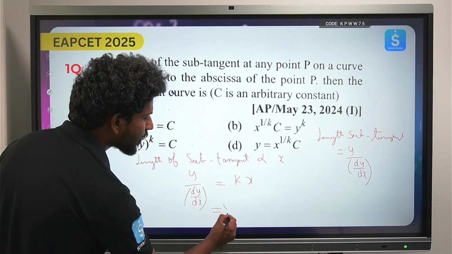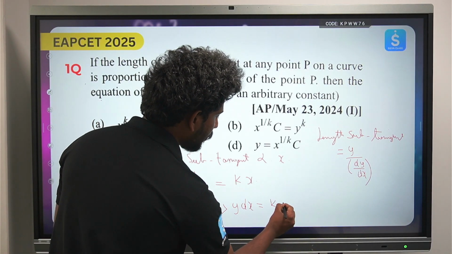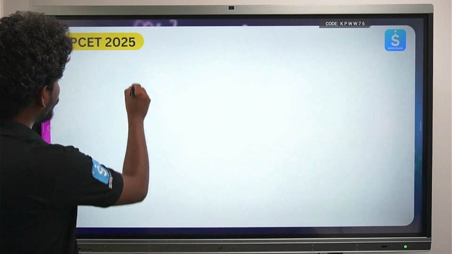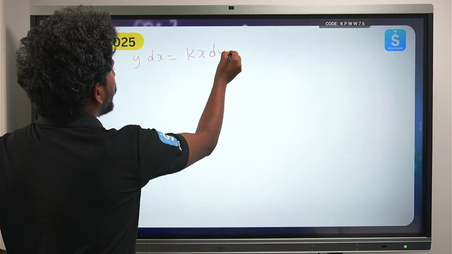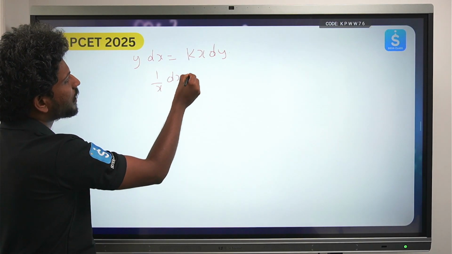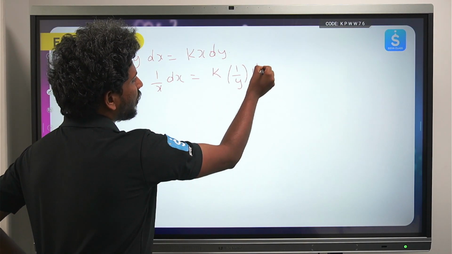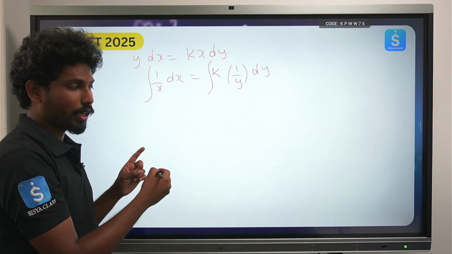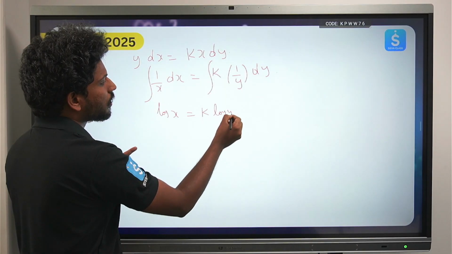So from here I can say that y dx equals kx into dy. Y dx equals kx into dy. Now from here I can just cross-multiply. So 1 by x dx is equal to k into 1 by y dy. Now you apply the integration on both sides. So the integral of 1 by x is log x, right? Log x is equal to k times log y, plus c.